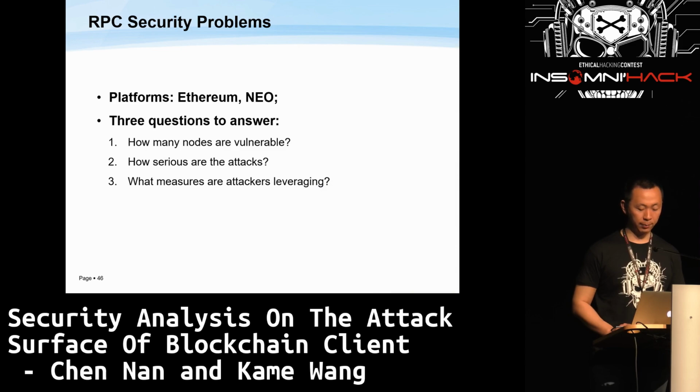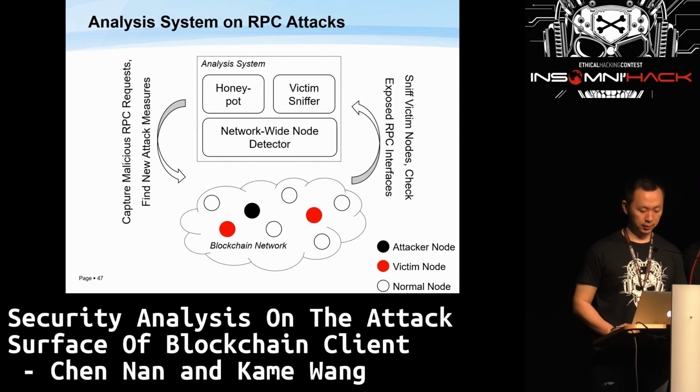In order to have a comprehensive research on the RPC attacks, we will need to figure out the following three questions. Number 1, how many nodes are vulnerable? Number 2, how serious are the attacks? And number 3, what measures are attackers leveraging? In order to figure out these questions, we have developed an analysis system. It contains a honeypot, a victim sniffer, and a node detector.